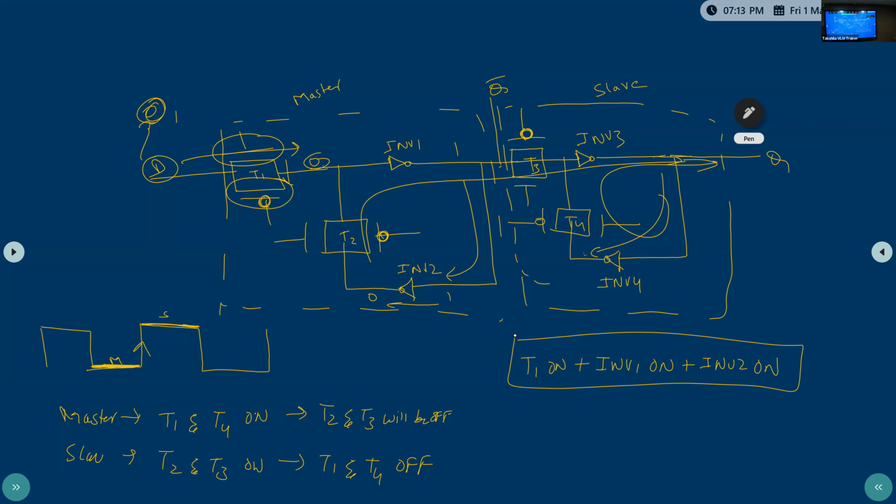After reaching inverter 2, the slave will be turned off, meaning T2 will be turned off and T3 will be turned off, and T1 and T4 will be turned off.